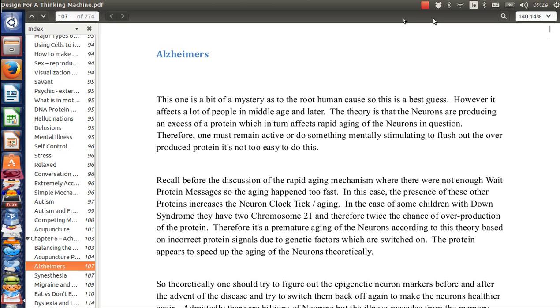So this one is not that well understood in terms of why it happens. They do see certain proteins building up in the brain, and then the neurons die off, and then the person loses their memories. So, in terms of an Android design, this appears to be related to a timing issue in terms of the proteins. The neurons seem to shut down prematurely.